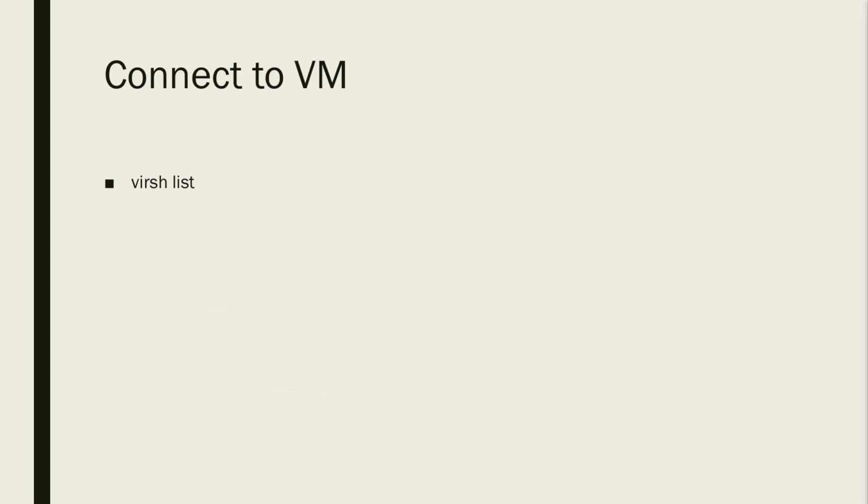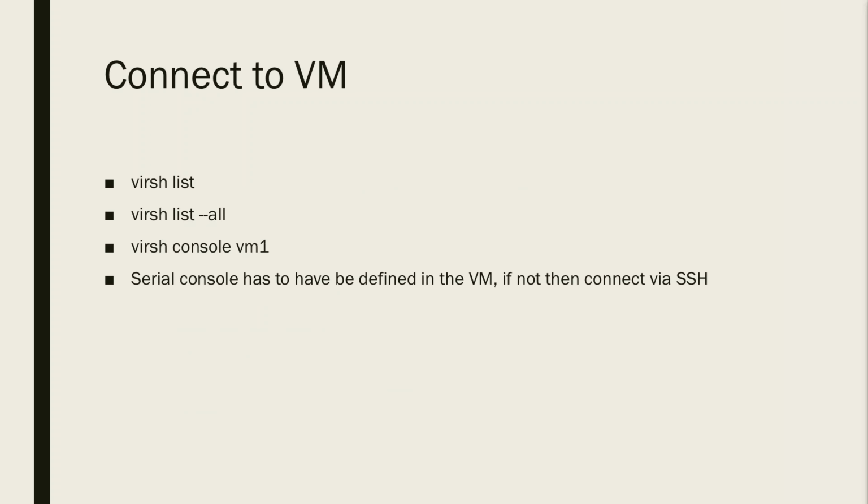We can connect to the virtual machines. We can use things like virsh list to see them, or list --all to see all, including those powered off. We can use our virtual console, but we have to have a serial console defined to be able to connect onto the console, as is often the case in cloud machines. If not, then we've got to use SSH. If we want to look at the IP addresses, then we can use virsh net-dhcp-leases default for our network to see the IP address.